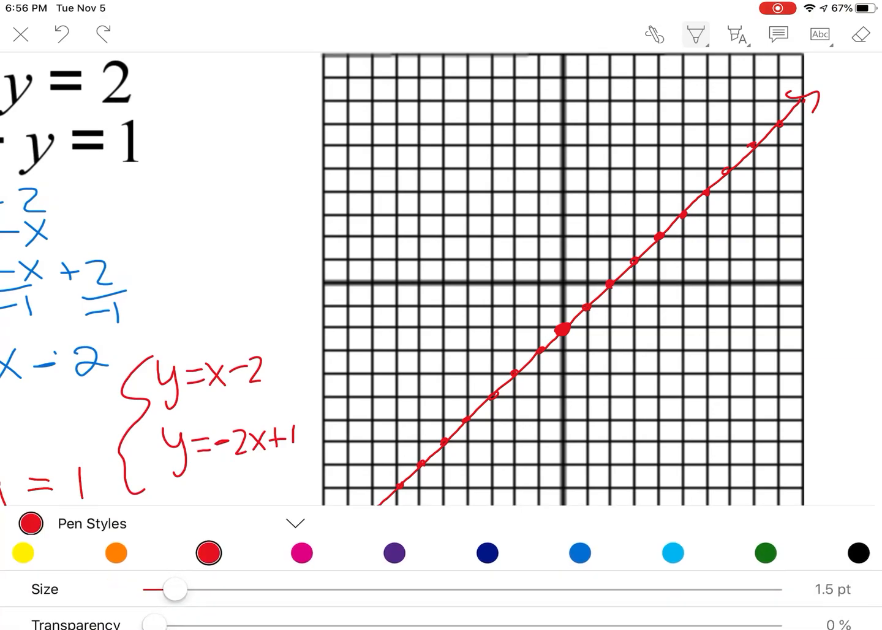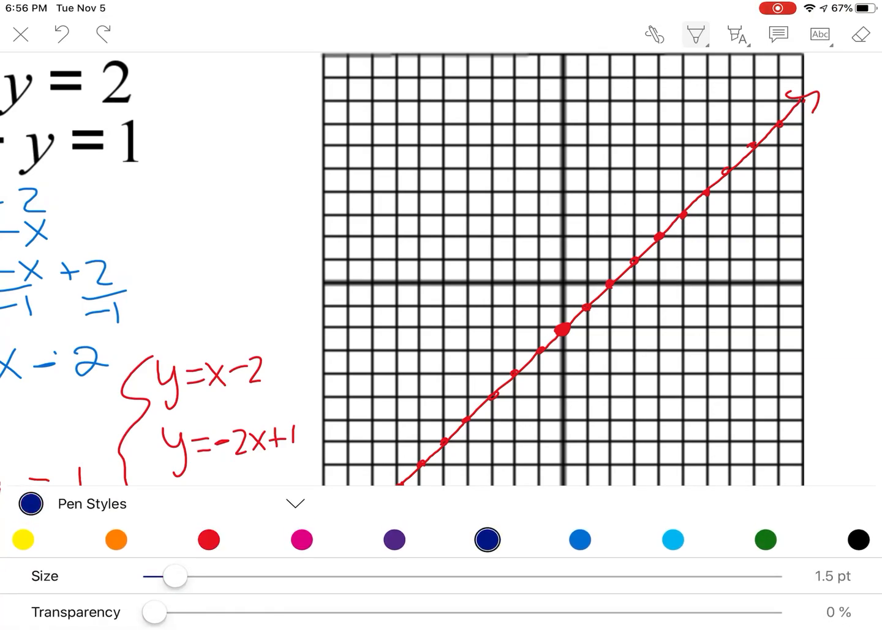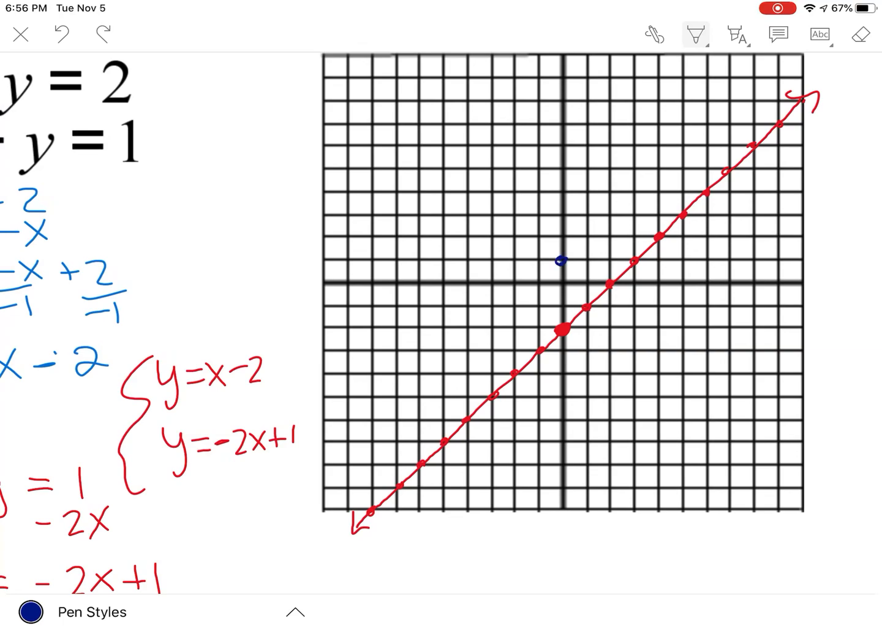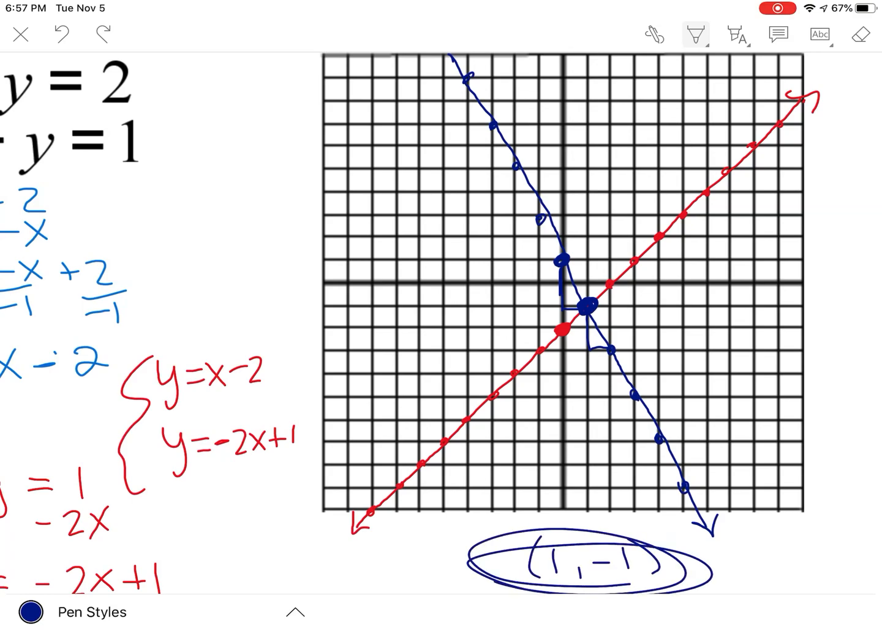Here's our line. For y equals negative 2x plus 1, well, our y-intercept is a positive 1, and our slope is a negative 2. So we're going to go down 2 and over 1, down 2 and over 1. And again, I'm going to fill in my line. I'd go up 2 and back 1 to fill in the back half of my line. And we have our intersection point. So looking at our intersection point, that looks like it's the point 1, negative 1.